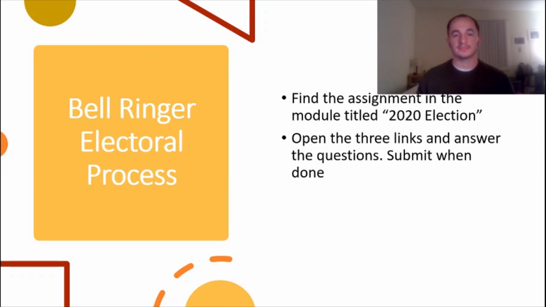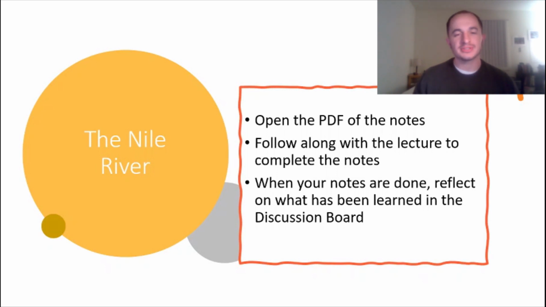So I will explain this in more detail tomorrow, and we will start to cover the next aspect, which is voting rights. So with all that being said, let's go ahead and get started on our notes for today over ancient Egypt. So today, in regards to ancient Egypt, we are going to talk about the Nile River.